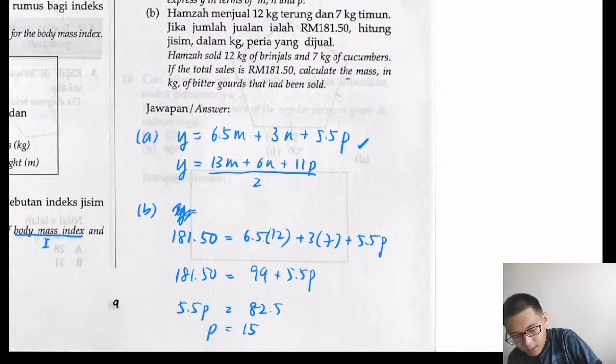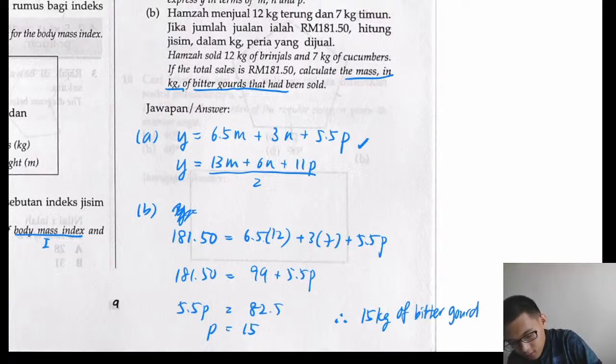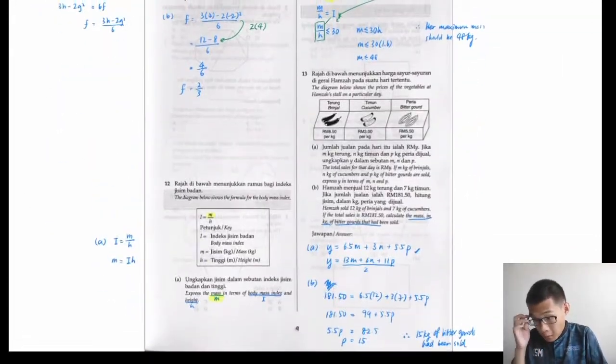So calculate the mass in kg of bitter gourd that has been sold. Because p is 15, I didn't have the unit, the kg. So I just conclude this one. Okay. So we have 15 kg of bitter gourd has been sold. Done. Okay, so done for my answer.